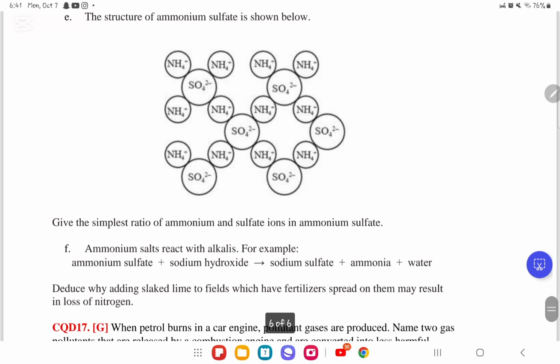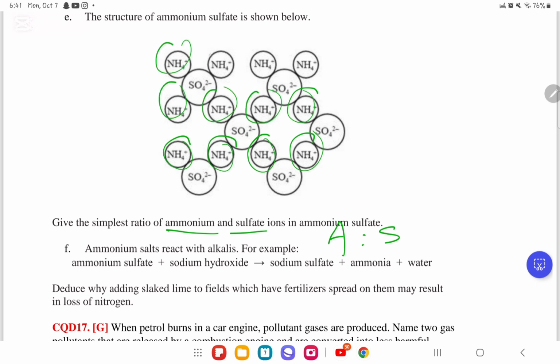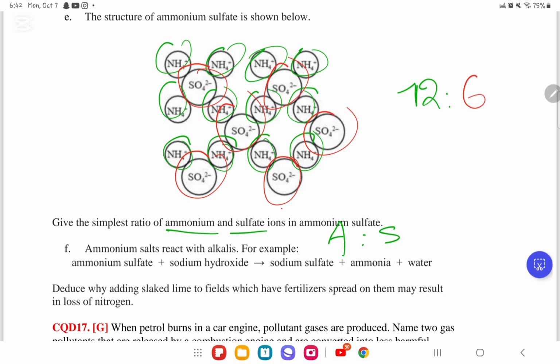Now E. The structure of ammonium sulfate is shown below. Give the simplest ratio of ammonium to sulfate ions in ammonium sulfate. Ammonium is NH4, so let's see. We have 1, 2, 3, 4, 5, 6, 7, 8, 9, 10, 11, 12 ammonium, compared to how many sulfate: 1, 2, 3, 4, 5, 6. So 12 to 6. If you simplify it, they need the simplest ratio, so then it becomes 2 to 1. So that is part E.